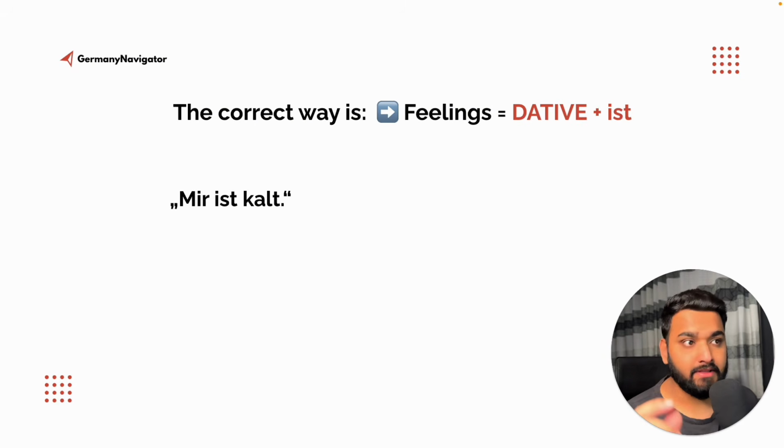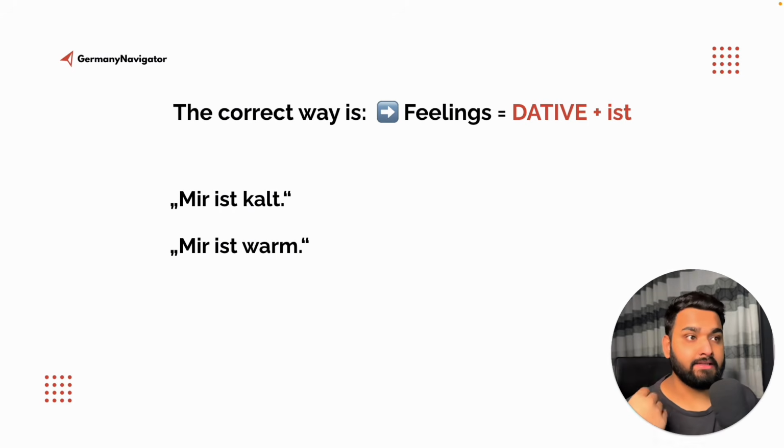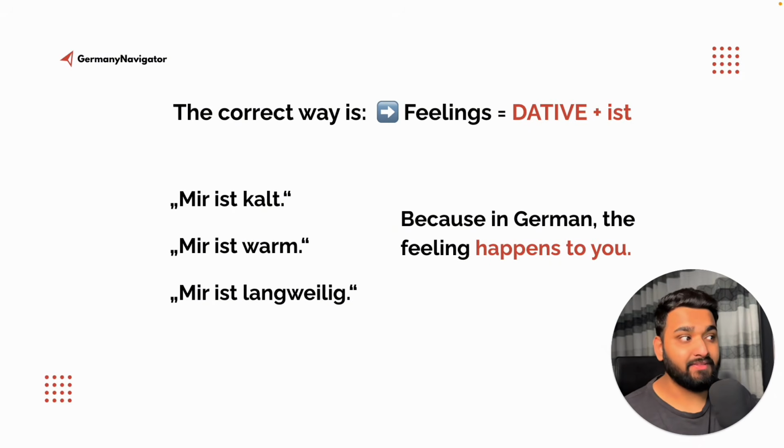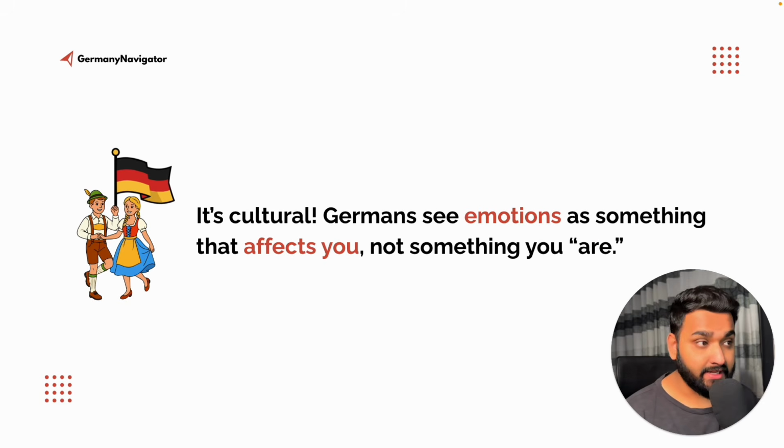Let me show you some examples. "Mir ist kalt. Mir ist warm. Mir ist langweilig." Or "Dir ist kalt. Dir ist warm. Dir ist langweilig." So this is how you express your feelings: Dativ plus ist. Because in German, the feelings happen to you. It's totally cultural. Germans see emotions as something that affects you, not something you are.